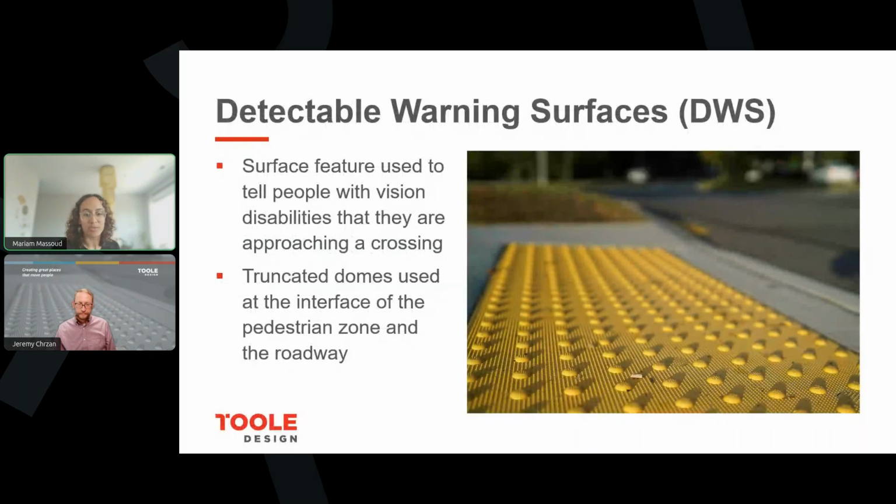I feel confident that we've all seen one before because it's Jeremy's background photo. This detectable warning surface is a surface feature that tells people with vision disabilities that they're approaching a crossing. It's not a wayfinding device, it really is just a warning that they're about to enter a vehicular space. They're also sometimes called truncated domes, so you might hear both.